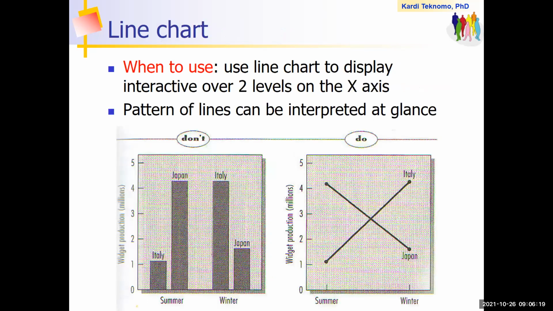Okay. So when you use a line chart, use line chart to display interaction over two levels on the x-axis. Okay. So look at this pattern on the left side and the right side. Okay, they are the same data. But if you look at it, using a bar chart is more complex than using line chart in this case. Why? Because we want to see the interaction between summer and winter on Italy and Japan.